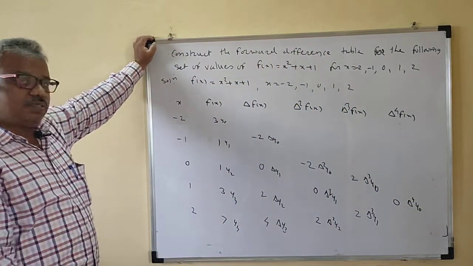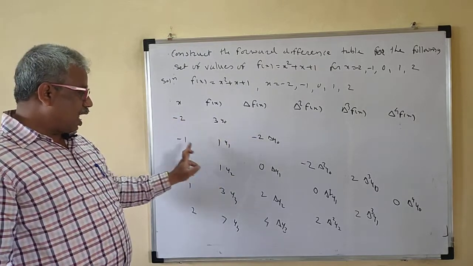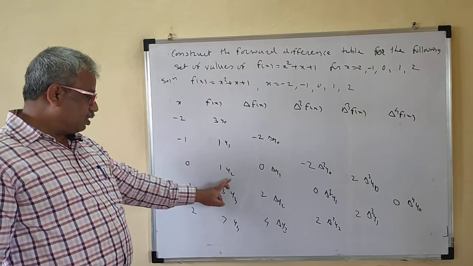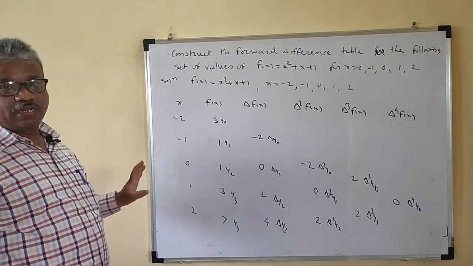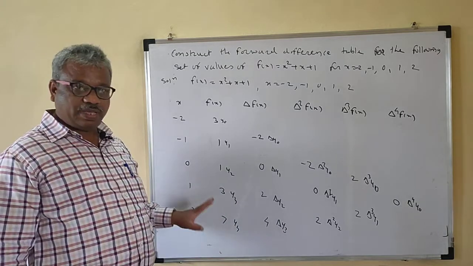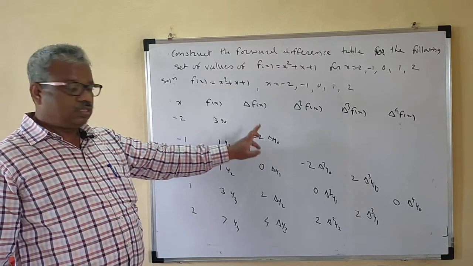Remember this. These are the differences at x is equal to -2, at x is equal to -1, at x is equal to 0, at x is equal to 1. And for x is equal to 2, we don't get any. It will be 0. So this is what, at -2.